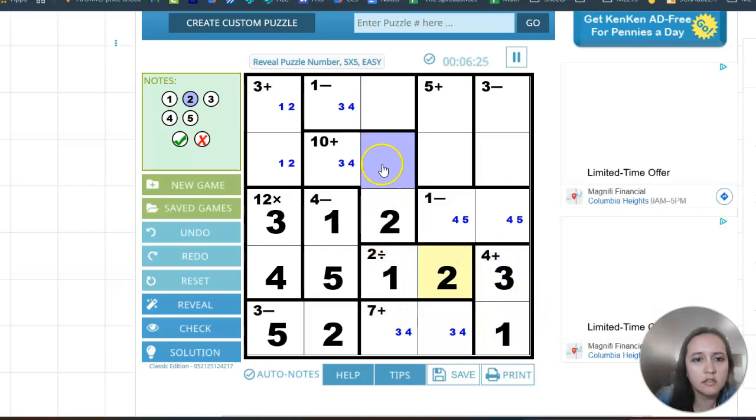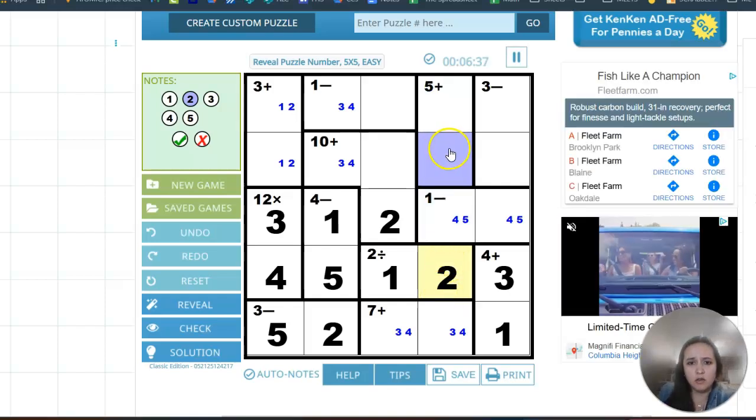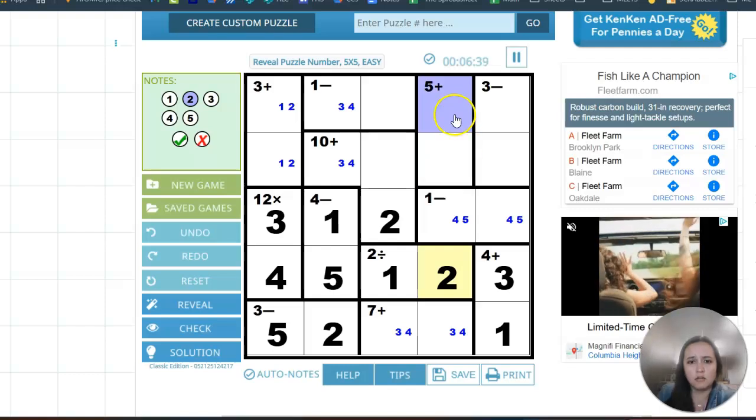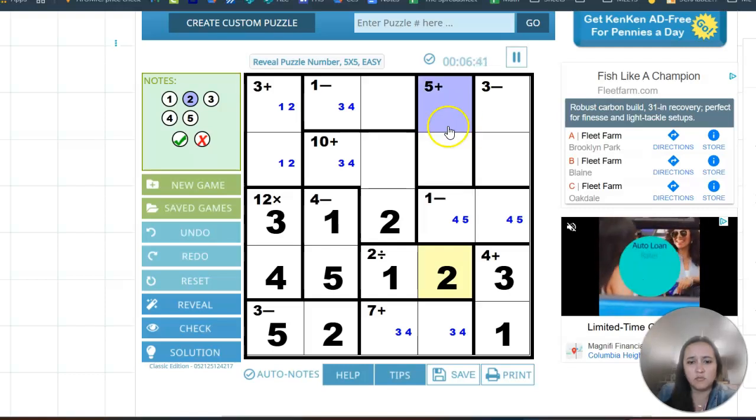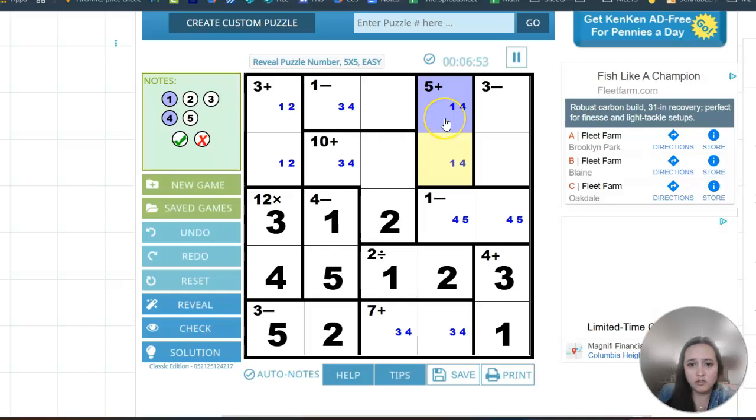Okay, let's keep working. We have to add up to 5. That could be 2 or 3. Nope, can't be 2 or 3 because there's already a 2. It has to be 1 or 4, right? 1 and 4 will give me 5. So I will mark him. He could be 1 or 4. He can't be 2 or 3. There's no other ways to do that.